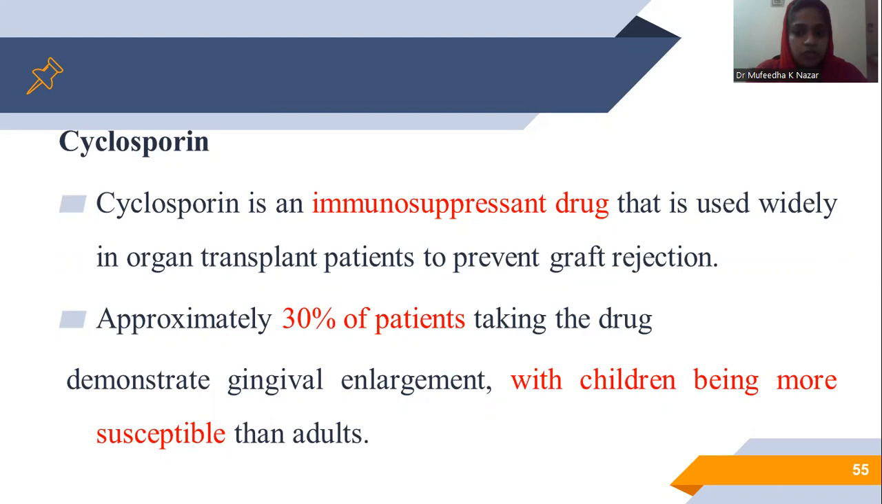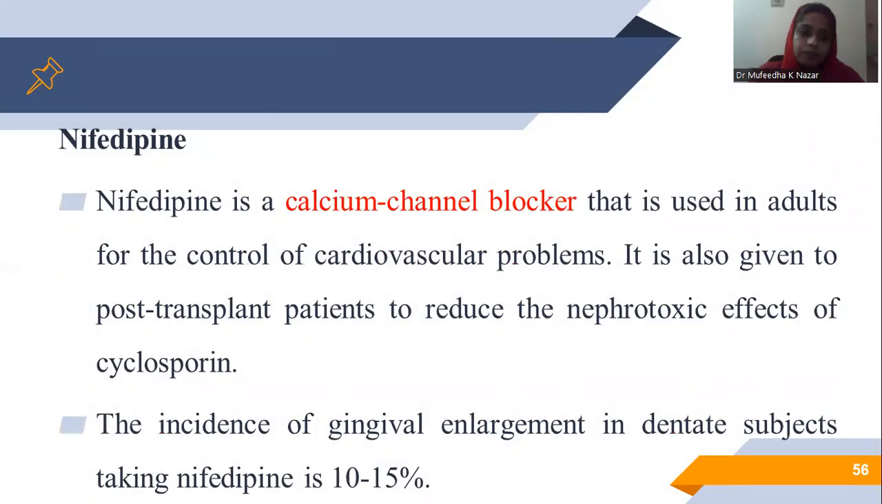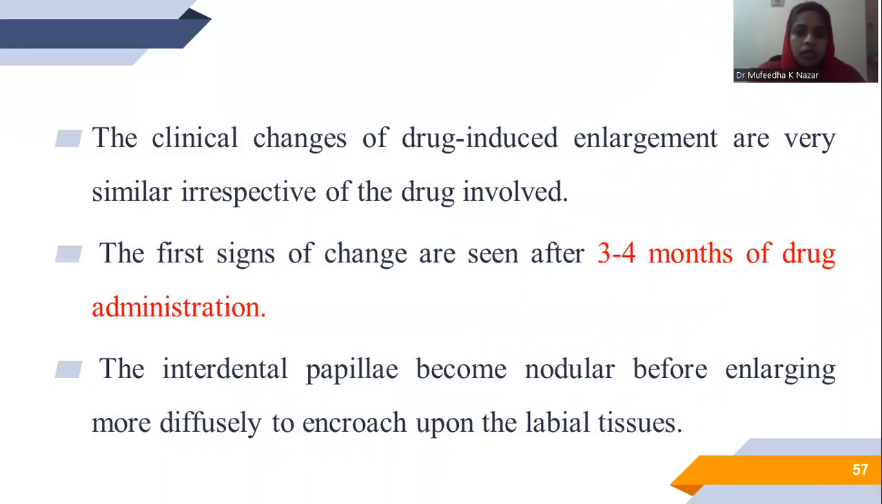Cyclosporin is an immunosuppressant drug that is used widely in organ transplant patients, and this kind of gingival enlargement is seen in 30% of patients taking the drug, with children being more susceptible than adults. Nifedipine is a calcium channel blocker used in patients with cardiovascular problems. The incidence of gingival enlargement with nifedipine is 10 to 15%. The clinical changes with drug-induced enlargement are very similar, irrespective of the drugs involved.